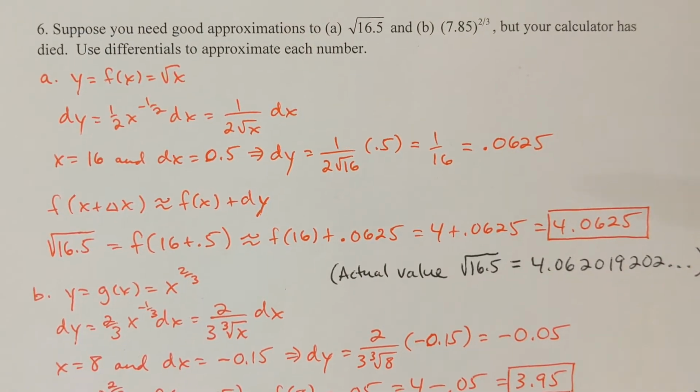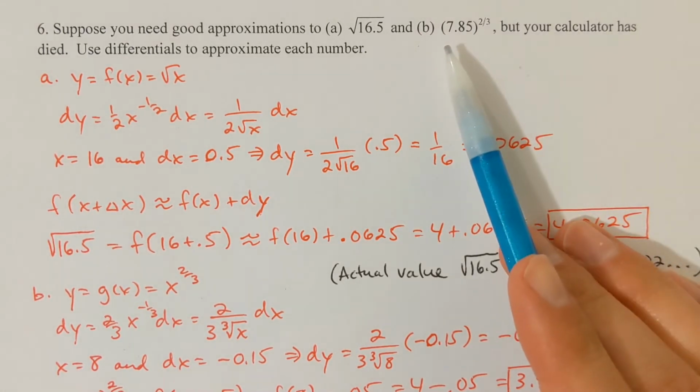Now, just an observation. Suppose I wanted to know the square root of 16.1. They're not asking for that, but if I wanted to, I would have a better approximation for that number than I would the square root of 16.5, because 16.1 is closer to 16 than 16.5 is, right? Your dx value would be smaller, therefore having a better approximation. Still, this is a good approximation though, but just an observation.